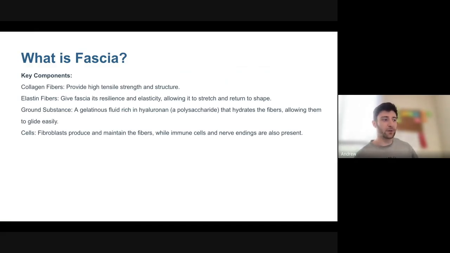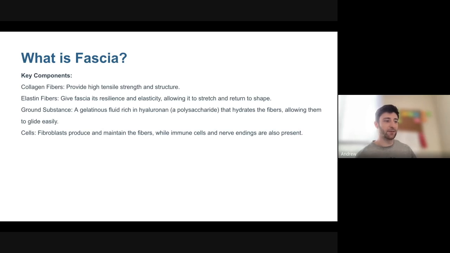Well, it's collagen fibers, elastin fibers, ground substance, and cells. Collagen fibers are the ones that have the high tensile strength and structure. They're thicker, they're stronger, and I think of them almost like steel cables. They're there to resist high tension.